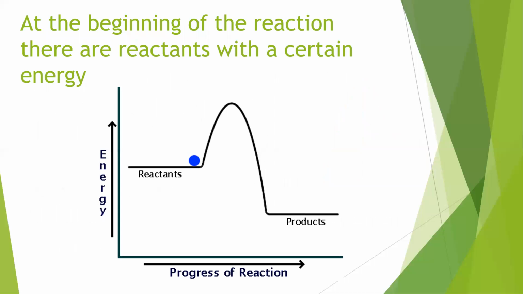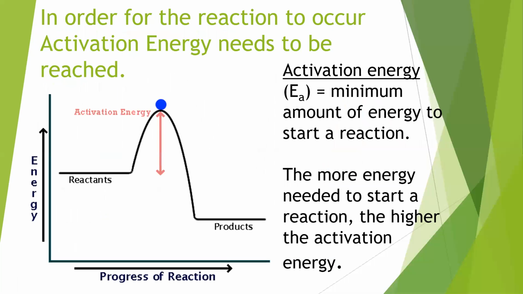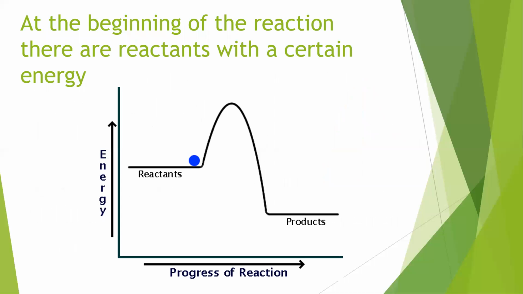So at the beginning of the reaction, there are reactants with a certain energy, and there are products with a certain energy. This line here represents our reactant level of energy, and this line over here represents our product level of energy. Each line tells us how much energy is stored in those bonds between our reactants and between our products. And they can be either way. We could have the reactants higher than the products, and we could have the products higher than the reactants, and that determines the type of reaction.